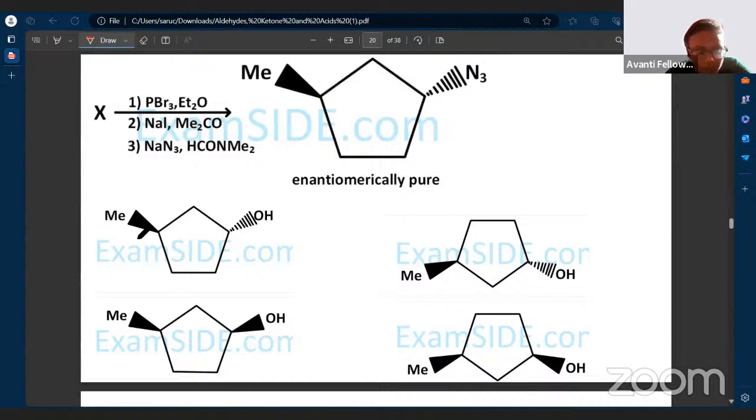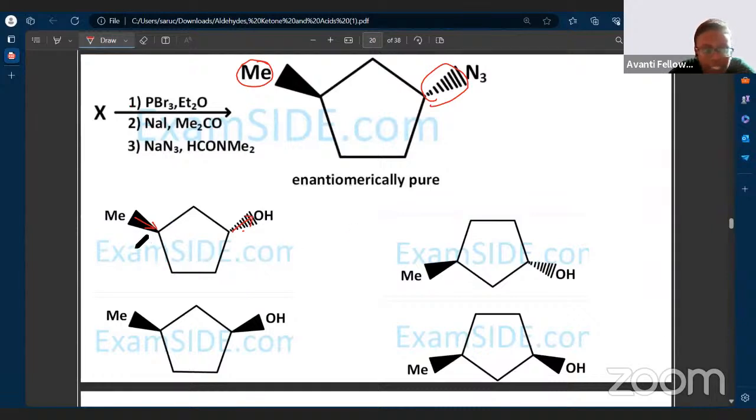Okay. So in order to get this enantiomerically pure product, you see here you have Me, which is towards, and N3 is away from the carbon. So this is towards and this is away. Using this itself, we can predict it. Here, one is towards and the other one is away.